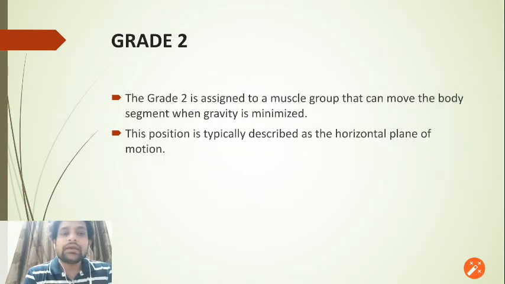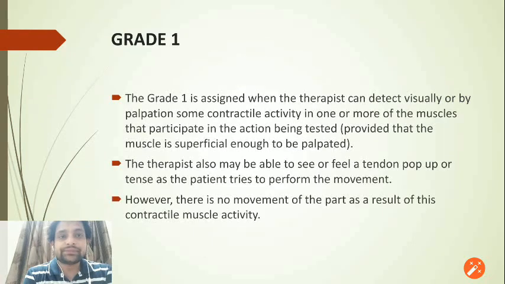Grade 2 is assigned to a muscle group that can move the body segment when gravity is minimized. That means in the horizontal plane, or in other words we can say in the gravity eliminating position, and this position is typically described as the horizontal plane of motion. So in this position the patient can complete the full range of motion, or the patient can perform the movement.